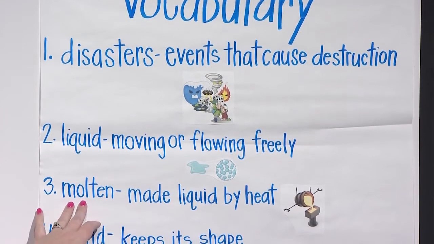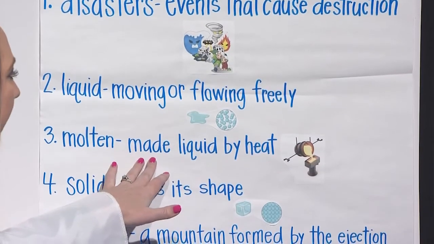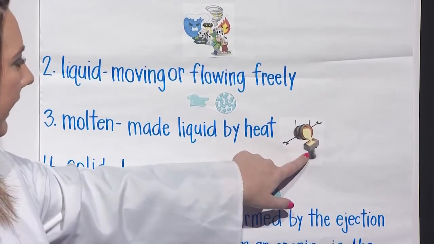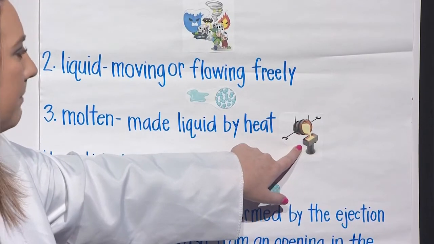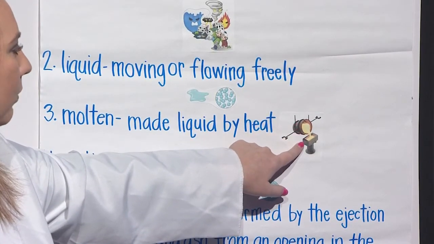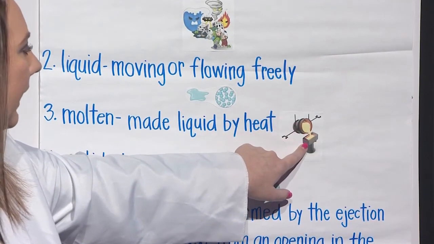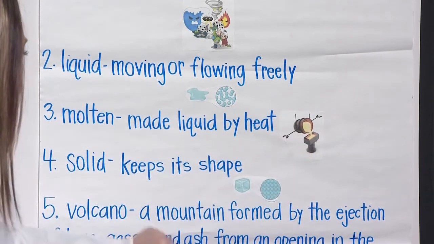Our third word is molten, means made liquid by heat. And here you can see how they've melted down some metal to make it into a molten form. So it's turning into a liquid, so it's molten.